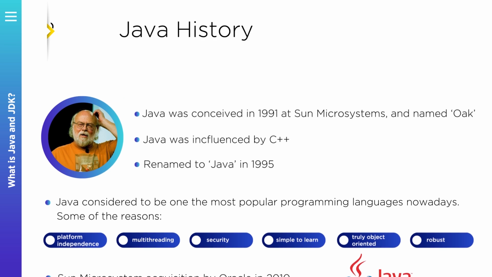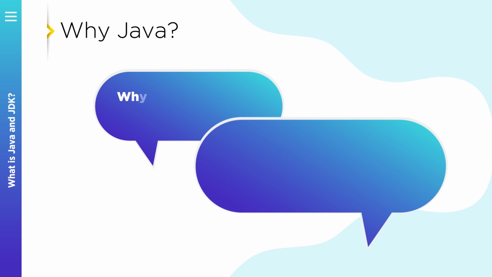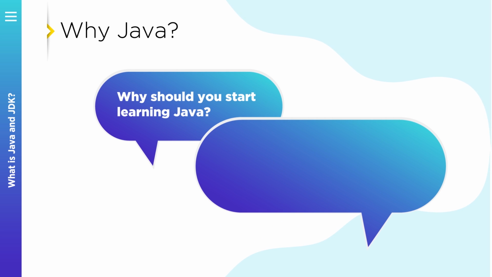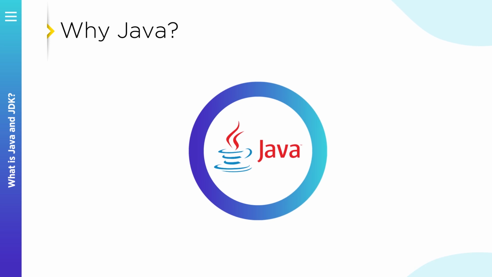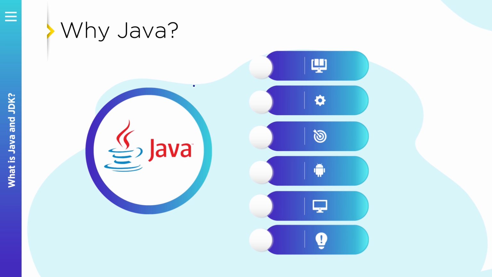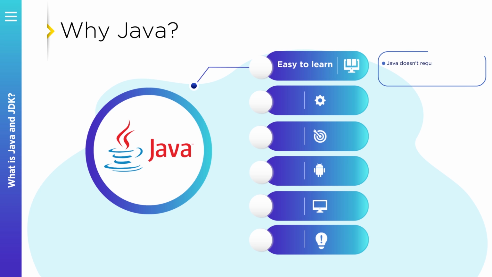So if you just start to learn programming, you might be wondering why you should start learning Java. What advantages does it have over other programming languages? Here are a few reasons. Probably the first reason is Java is easy to learn. Java doesn't require you to know anything about memory management to get started. You don't need to worry how to allocate memory for data, how to release memory afterwards. The JVM and garbage collector are in charge of all memory management instead of you.